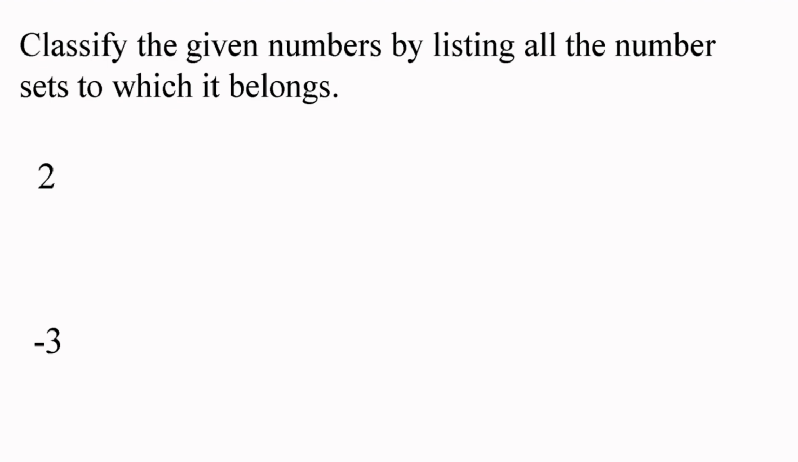Okay, pay attention here. We want to classify the given numbers by listing all the number sets to which each belongs. We are going to start from the smallest group, 2. Is it a natural number? Yes, it is a natural number. So I'm going to write it as natural number, and show it with N.